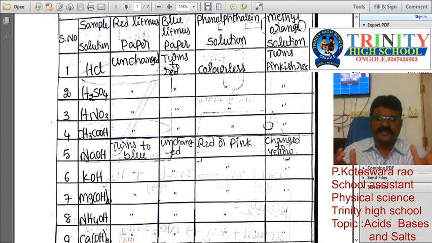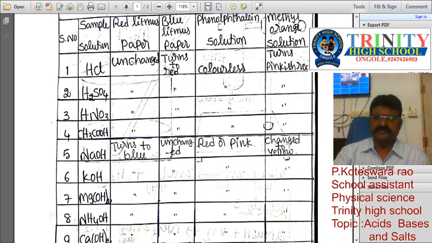First of all, what is our experiment? In those 4 watch glasses, we add the first sample. What is the first sample here? HCl. We add one drop in each of the 4 watch glasses. Then we take the 4 indicators. First, red litmus paper is dipped in the first watch glass. Second, blue litmus paper is dipped in the second watch glass.